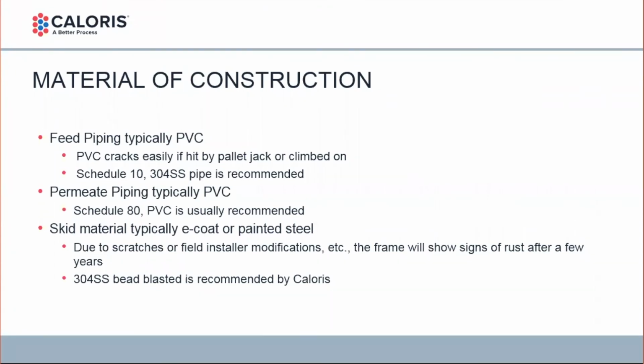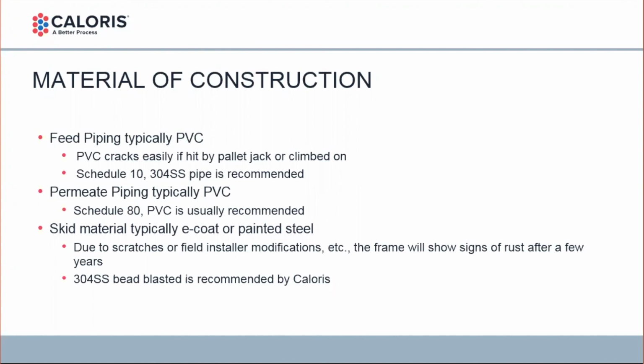Feed piping, typically I see a lot of people using cheap PVC, which cracks very easily if it's hit by a pallet jack or operators climbing on it. I would definitely recommend using Schedule 10 for that feed piping. Permeate piping, typically PVC. Make sure they're using Schedule 80 PVC.